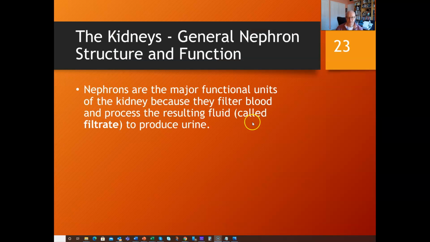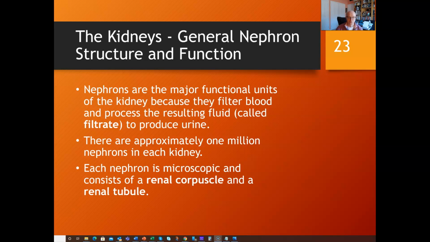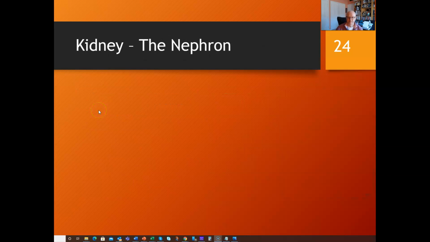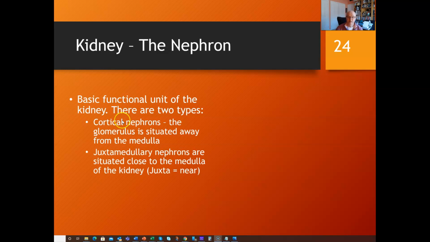So we're going to look at the structure of a nephron now. Remember, these are the little things, there's about 1 million of them in each kidney, and they make the urine. It's made out of a renal corpuscle and a renal tubule, which we saw. Renal corpuscle is this area here, and the tubule is all the rest of it. And that's the collecting duct at the end. So, two types. There are cortical ones, which by the name suggests they're in the cortex mostly, and juxtamedullary. Juxta means near, so they're near the medulla.